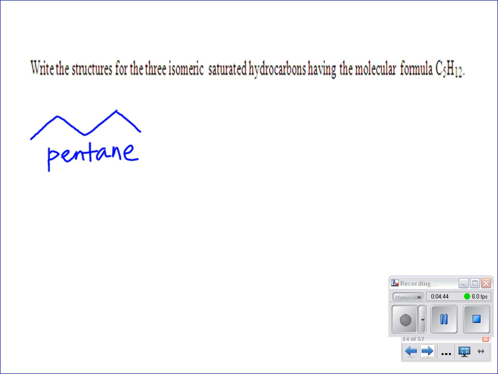Whenever I'm doing isomers, what I do then is I will take off one of the carbons and treat it like a methyl and place it in as many places as I can. So if I take off a carbon, I'm left with what? A butane, but to have the same number, I need another carbon in there, so I'm going to take a methyl group and I'll put it here. What's the name of that?